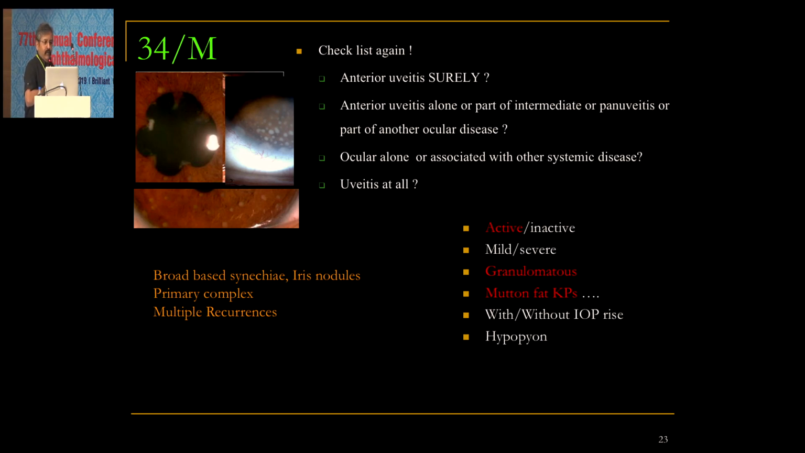In a fibrinous non-granulomatous uveitis, it is HLA-B27. Tuberculosis and sarcoid can present as non-granulomatous. HLA-B27 never presents as granulomatous.